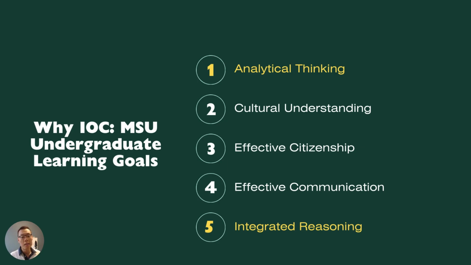MSU has outlined a set of undergraduate learning goals that includes cultural understanding, effective citizenship, and effective communication. You may not see the connections right away, but these are the exact types of learning outcomes discussed in literature on curriculum internationalization. For example, developing intercultural competence is one of the most common learning outcomes of internationalized curriculum, which enhances cultural understanding. Fostering a global awareness about one's understanding of citizenship is another type of cognitive development popularly discussed in literature.